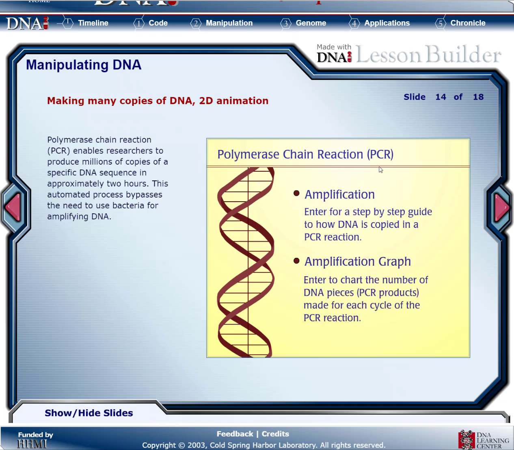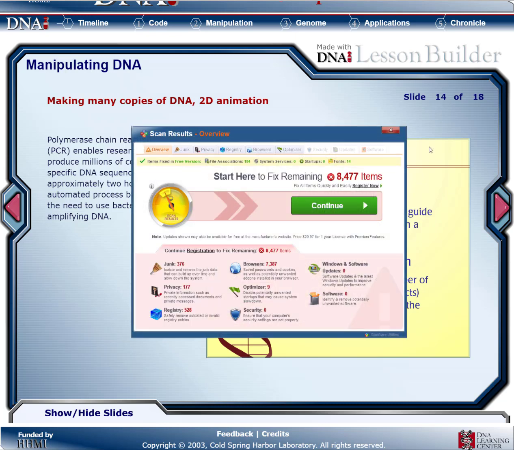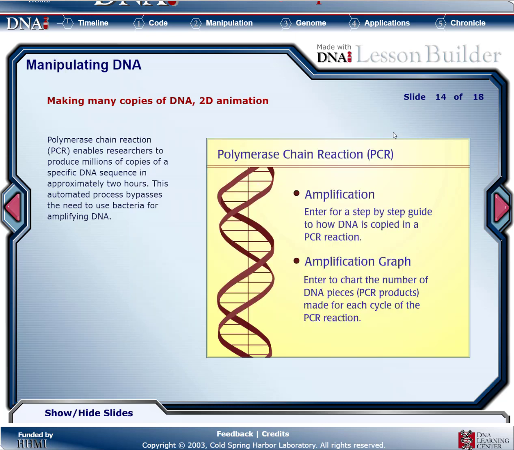And here, polymerase chain reaction. Amplification. Enter for a step-by-step guide to how DNA is copied in a PCR reaction. And then amplification graph. Enter to chart the number of DNA pieces or PCR products made for each cycle of the PCR reaction. Okay, so first we're going to look at polymerase chain reaction, PCR.